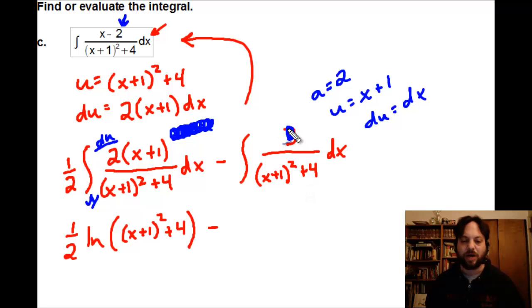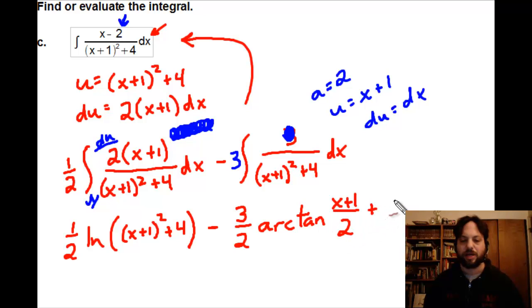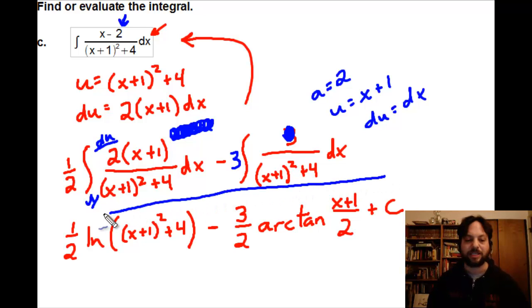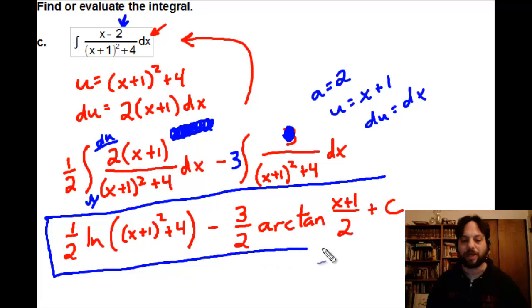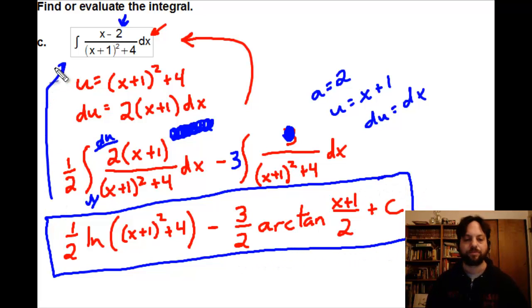So if I want to, I can take my 3 and move it out front of the integral. It really doesn't matter, because what I'm going to end up with here is simply 3/2 multiplied by the arctangent of quantity x plus 1 over 2, and then I will add my constant on. So although it might look kind of ugly, this is the actual integration of our original problem.